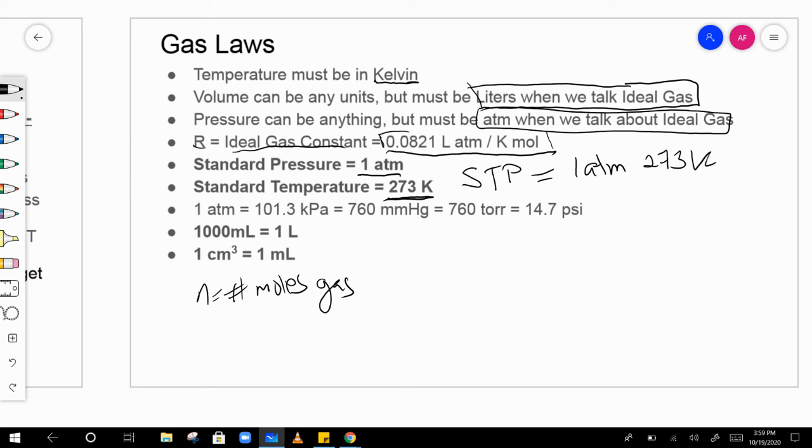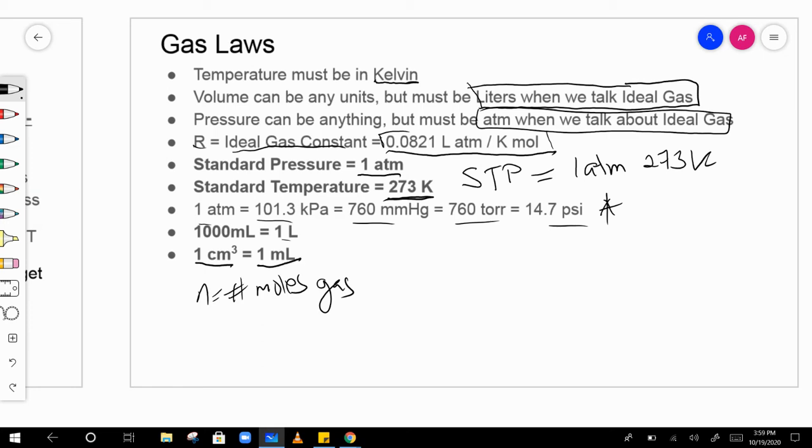All right. The other thing you need to know is how to convert between all these different units of pressure, because sometimes they give you a unit of pressure that you can't use. You have to convert it. So you have to know all of these. You'll always have the conversion factors on a quiz or test. Another thing is 1,000 milliliters is 1 liter, and if you ever see a centimeter cubed, that's equal to 1 milliliter.